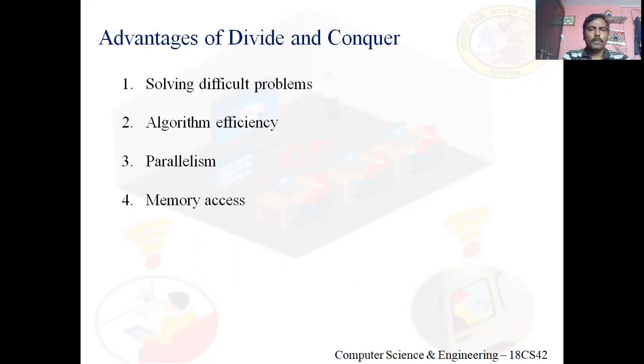So now coming to the advantages. The first and foremost advantage of the divide and conquer strategy is solving difficult problems.